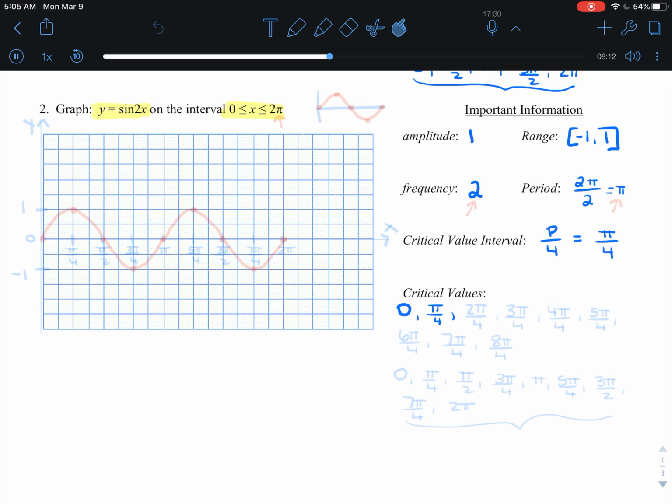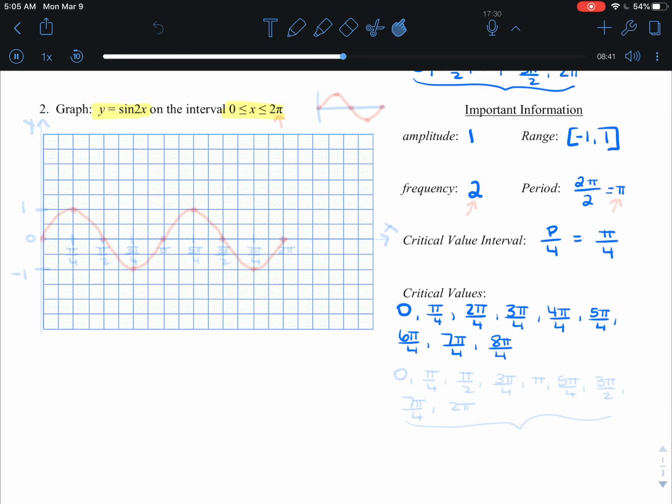So if I add another pi over 4, that would be 2 pi over 4. Then 3 pi over 4. Then 4 pi over 4, which really would be pi, but I have to go to 2 pi, so I'm going to keep going. 5 pi over 4. 6 pi over 4. 7 pi over 4. And I am going to stop at 8 pi over 4 since 8 divided by 4 is 2.